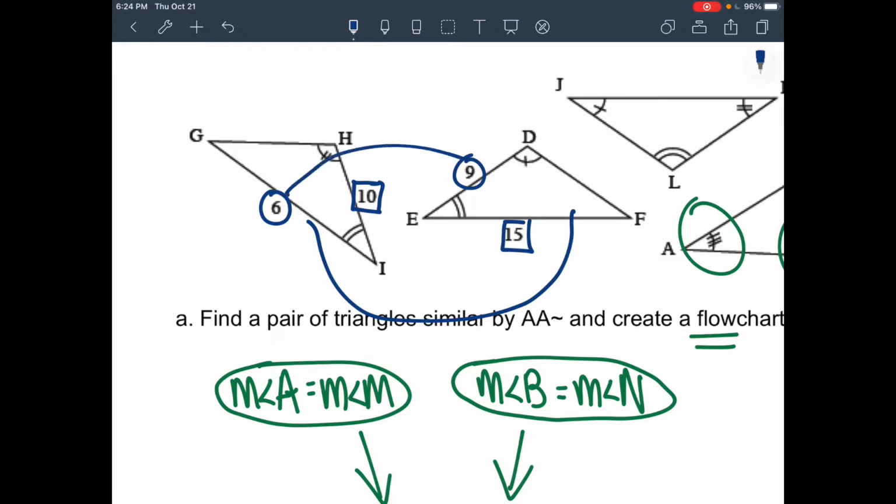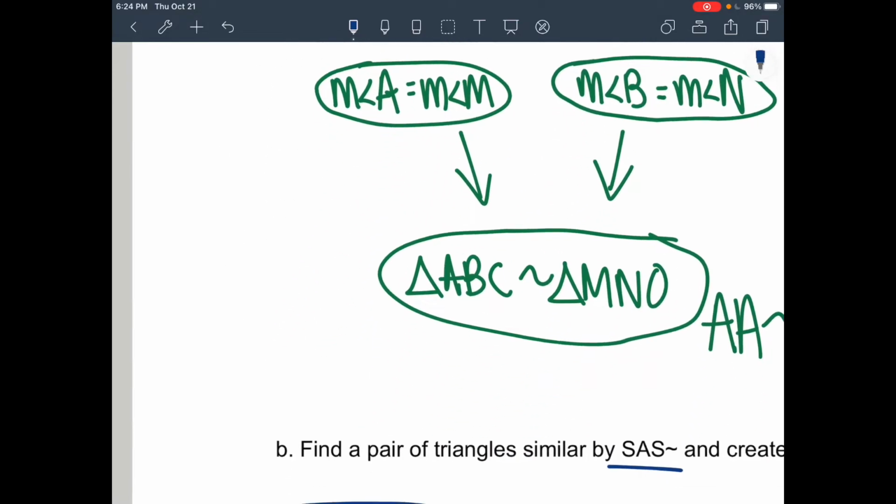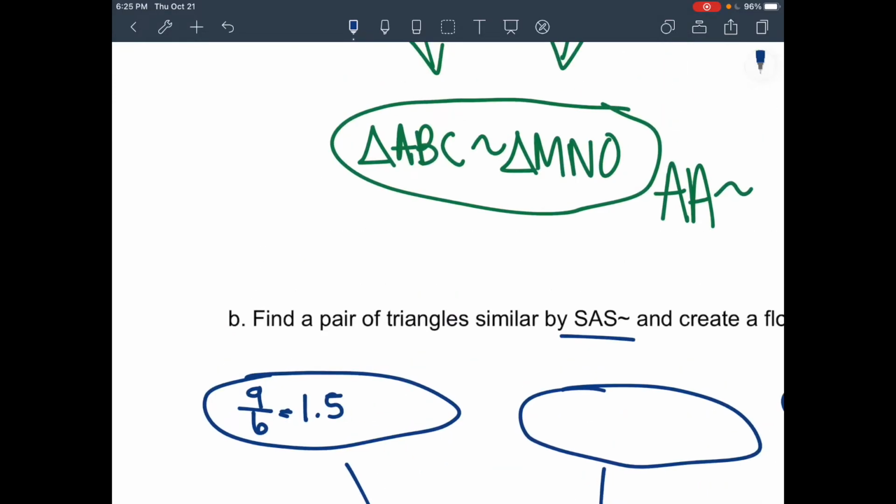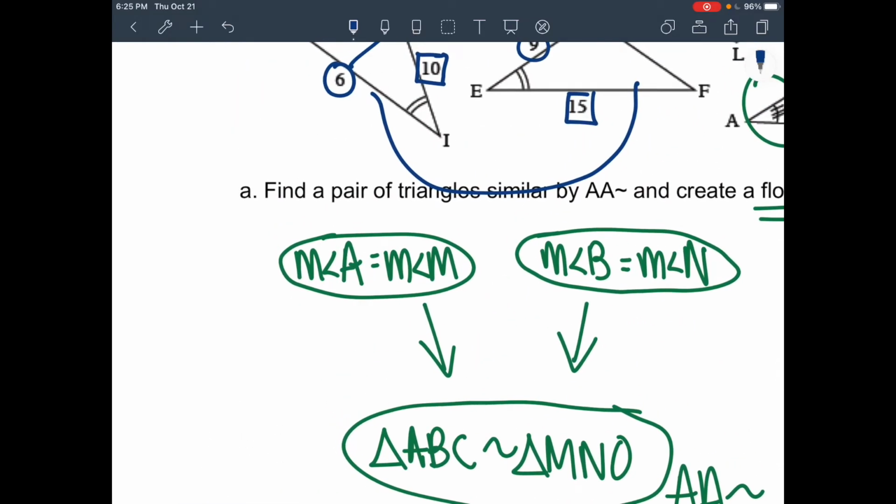So 6 and 9 go together, so I'm going to do 9 over 6. And then I want to figure out what that is. What we're doing right now is seeing how the triangle sides are growing and if they're growing at the same rate. So currently they're growing at 1.5 for that set. The goal is to make sure they grow at the same rate for the other set.